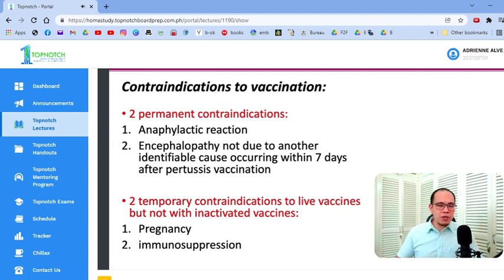And you have temporary contraindications if the patient is pregnant or immunosuppressed. Hindi ka muna pwede mag-live vaccine until that patient is pulled out of the condition we're talking about. So kung nanganak siya, pwede na. Yung immunocompromised, pag hindi na siya immunocompromised, pwede na yung mga live vaccines. Okay? So inactivated, walang problema.